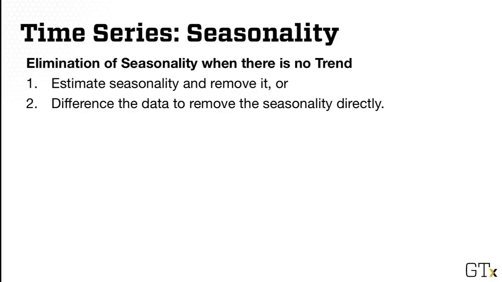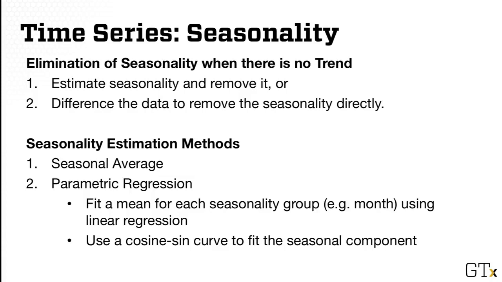In the basic time series model discussed in the previous slide, seasonality is an additive component and can be estimated from the detrended data if there is also a trend component. We can remove the seasonality using two approaches: estimation of the seasonality and removing it, or differencing the data, which directly removes the seasonality.